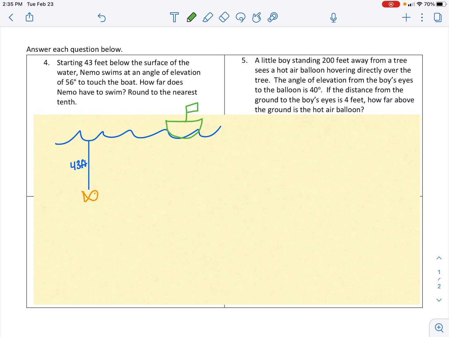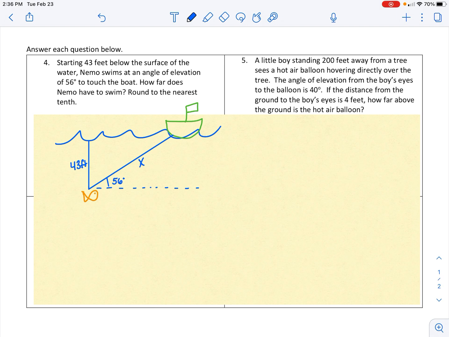So if Nemo is swimming, he's gonna swim straight to this boat. And it says that he swims at an angle of elevation of 56 degrees. So Nemo's line of sight is looking straight out into the water. If he looks up at the boat, he is going to look up at an angle of 56 degrees. Okay, so we want to know how far he's going to swim. So we want to know this length right here.